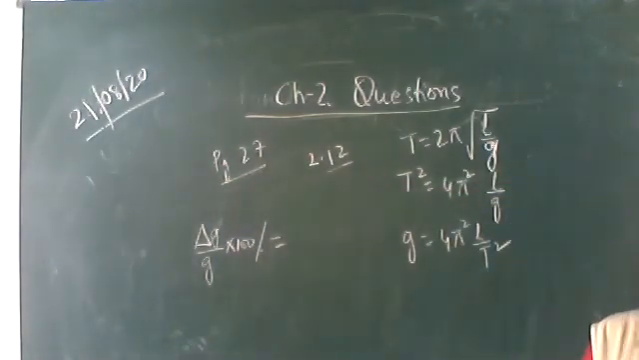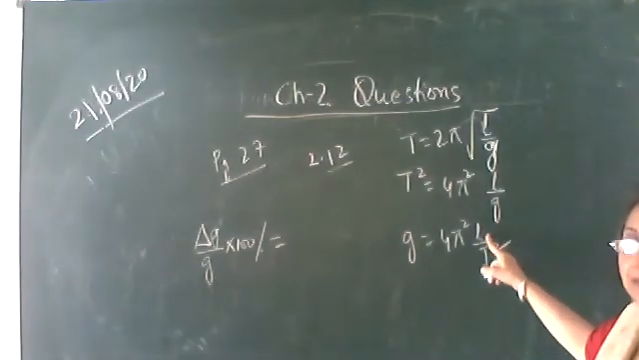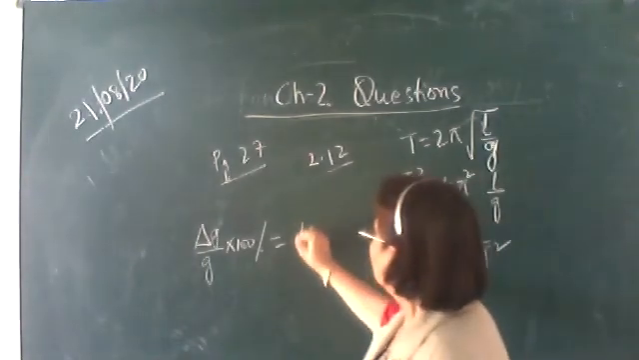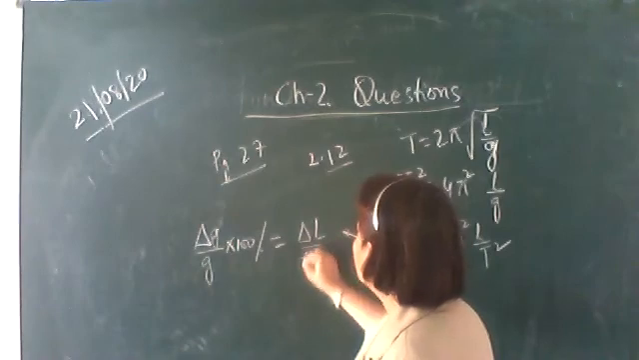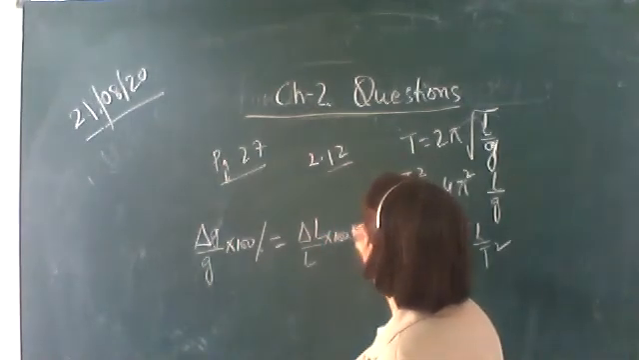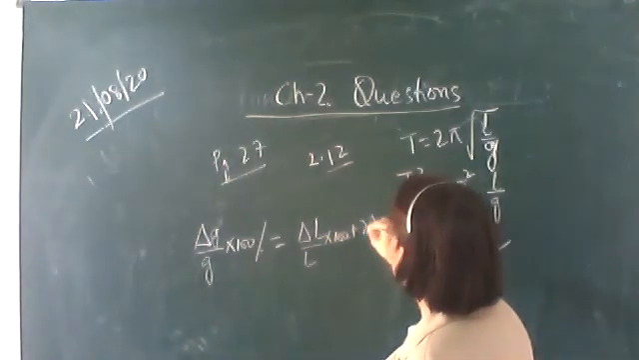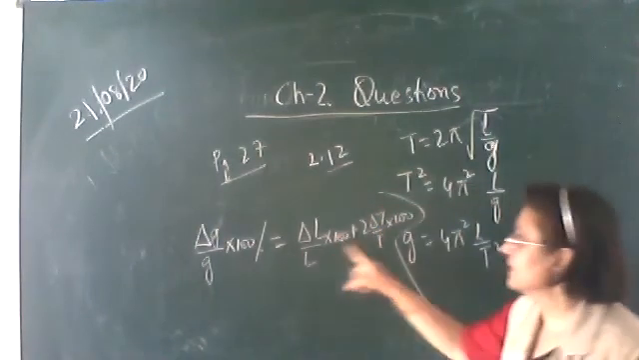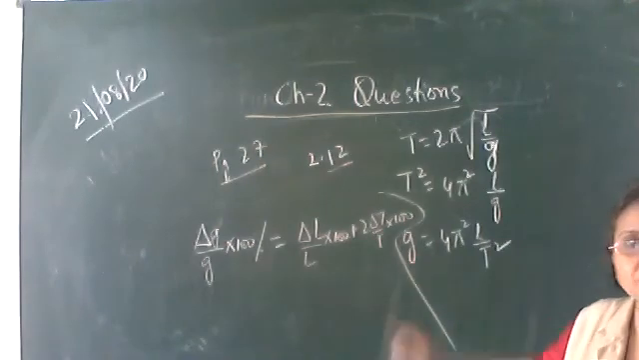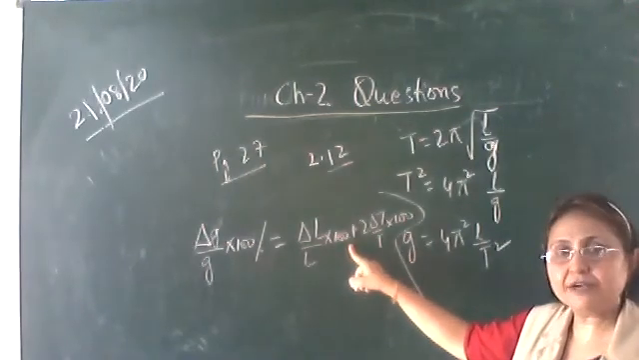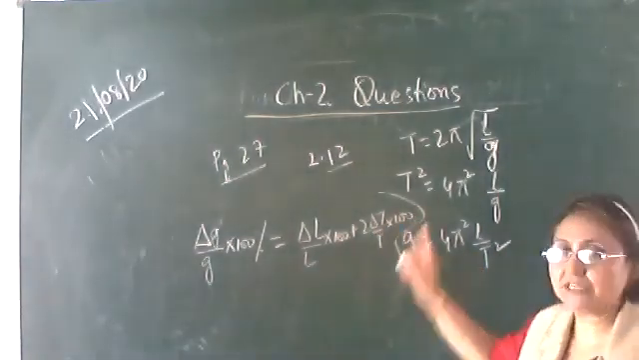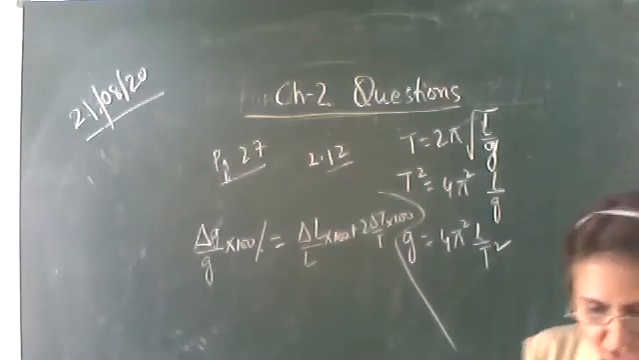4 pi square is not the measured value, will not have any error. Error will be in the length and error will be in the time period. So delta L upon L into 100 plus 2 delta T upon T into 100. So what is the percentage error in G? As given over here, delta L upon L into 100 plus power is multiplied to the relative error, 2 delta T upon T into 100.